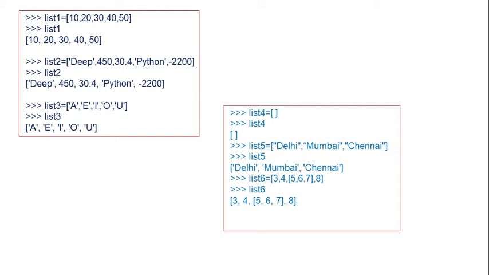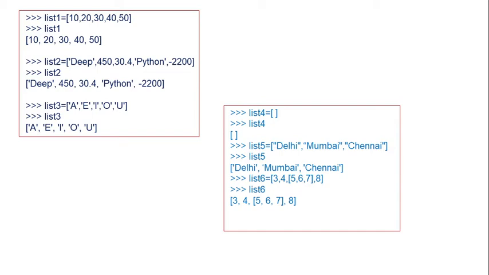Then list 6, it has some specialty. What is that? List 6 equal to 3, 4, then 5, 6 and 7 enclosed in another square brackets, comma 8. What is that? As we have already seen, a list can have another list as its element. A list can have integers, strings, floating point values, or a collection of all these, or even a list can be a member of a list. So here 5, 6, 7 itself is a list, and that list is a member of list 6. Hope you get the idea.